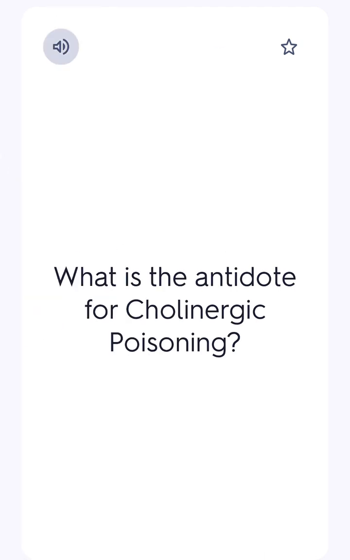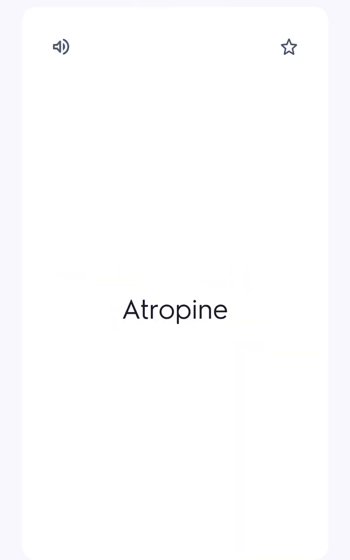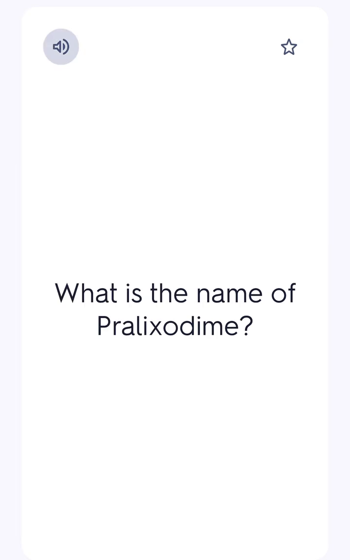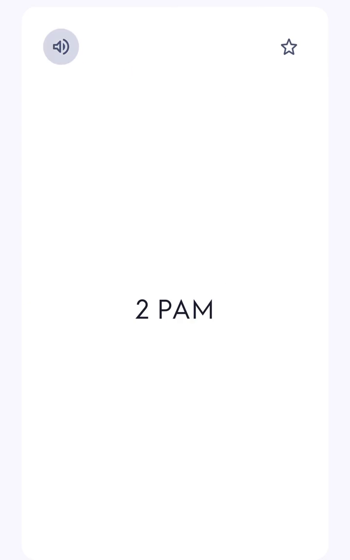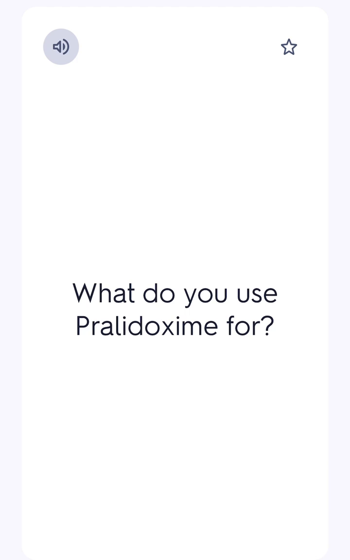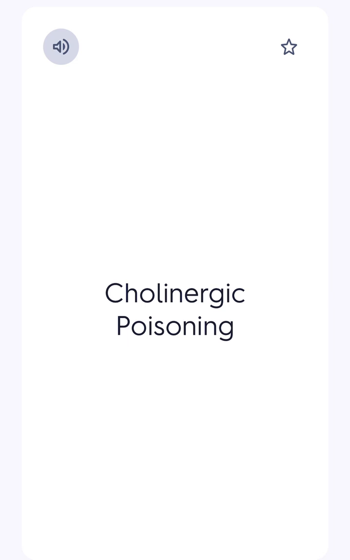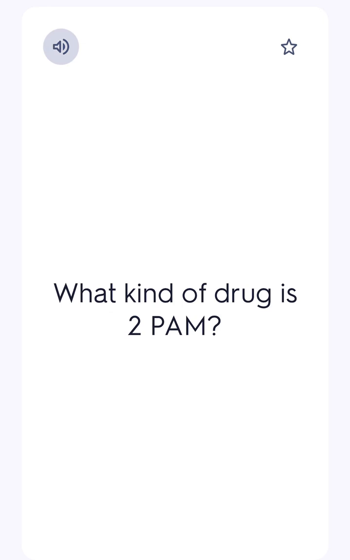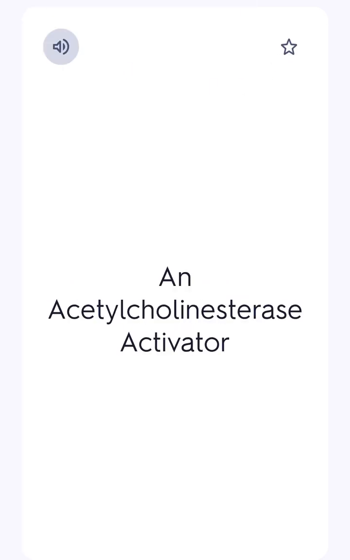What is the antidote for cholinergic poisoning? Atropine. What is the name of pralidoxime? 2-PAM. What do you use pralidoxime for? Cholinergic poisoning. What kind of drug is 2-PAM? An acetylcholinesterase activator.